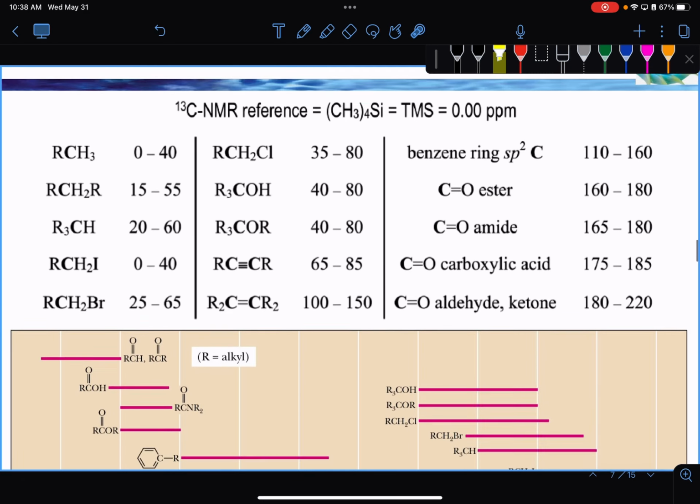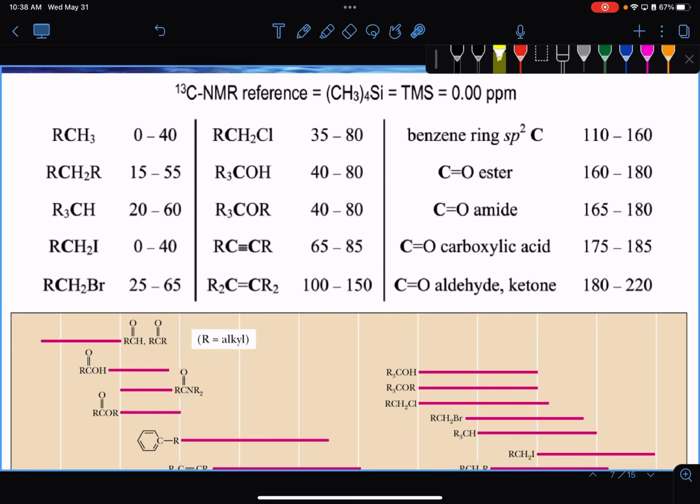Yes? So for this chemical shift table and also for the functional group table for the IR spectrum, would we want to write all that down for the final? I'll give you the table. Okay. Yeah, I'll post an equation sheet. It's not a real equation sheet, but it has all the spectroscopy tables you'll need for your final exam.